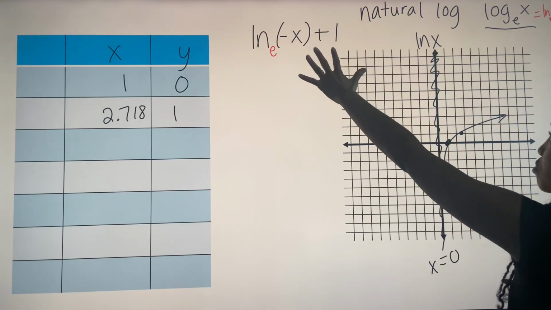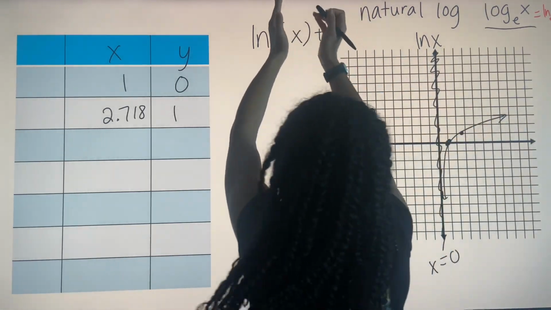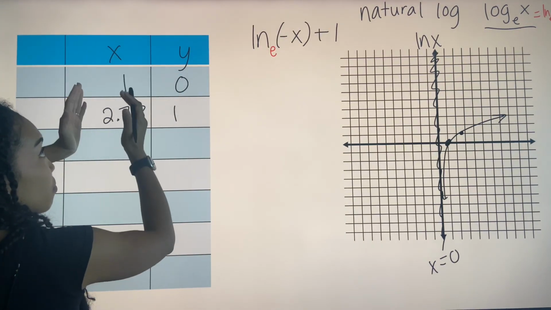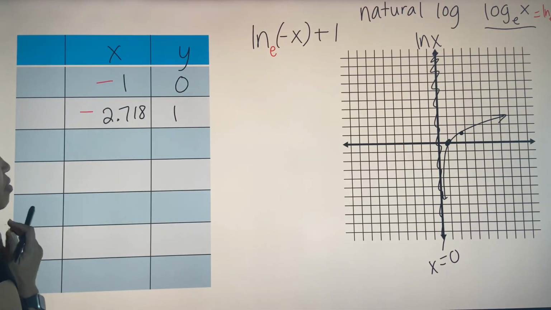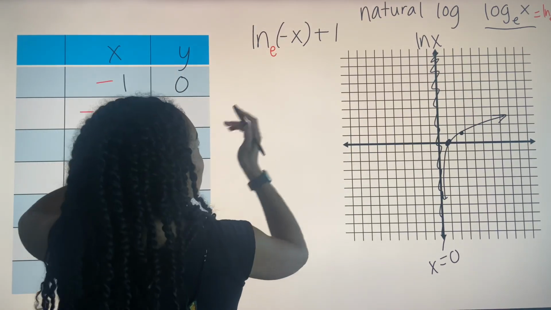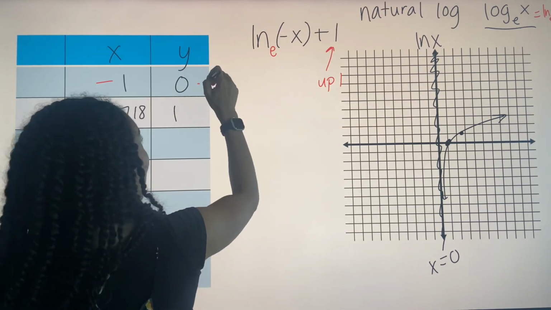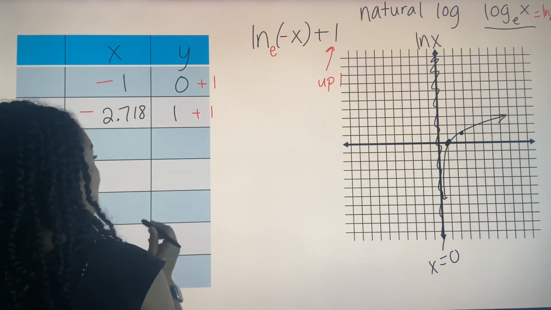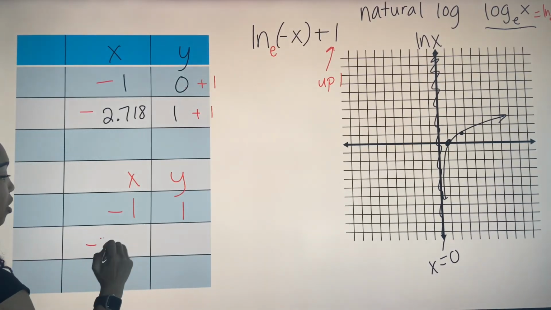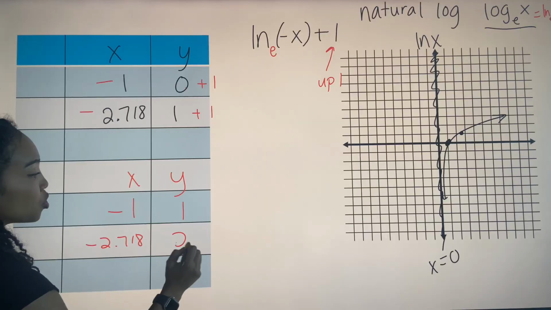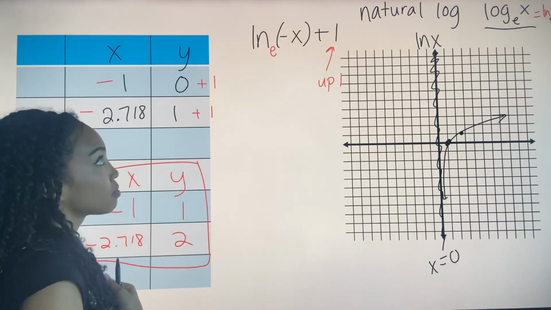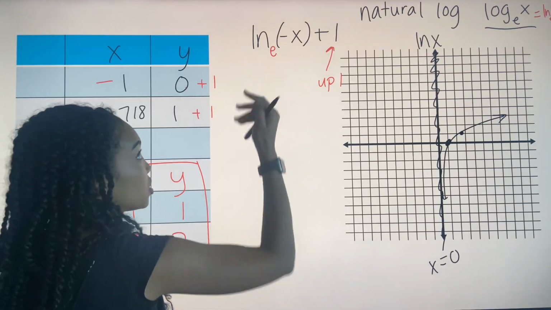Okay, so now we have some transformations. Notice, guys, this is inside of the parentheses with x. That means it is going to affect my x column. So all of my x's are now negative. This is not inside of the parentheses. That will affect the y column. So this goes up 1. So I'm going to add 1 to all my y values. So my new table is -1 with 0 plus 1 is 1. Negative 2.718 with 2. 1 plus 1, 2. So this is my new table. You can graph these points, and that's how you can graph the transformation.